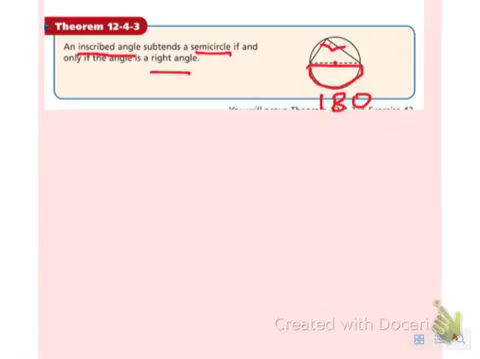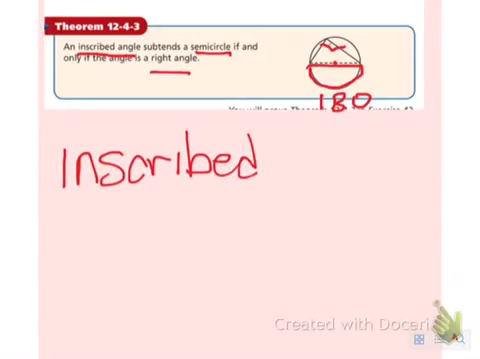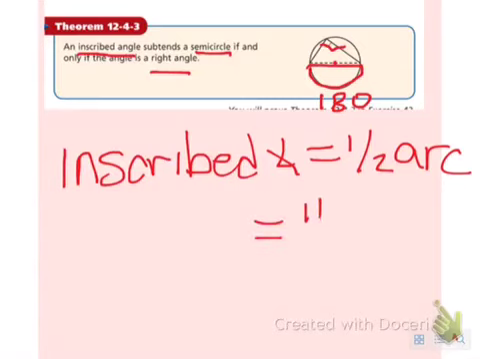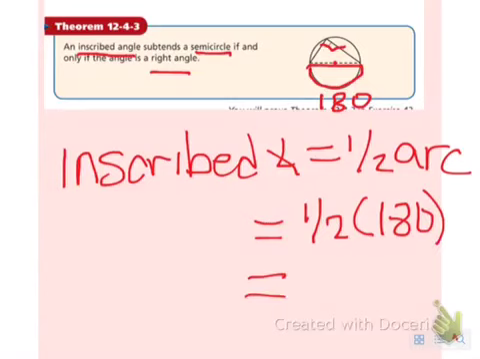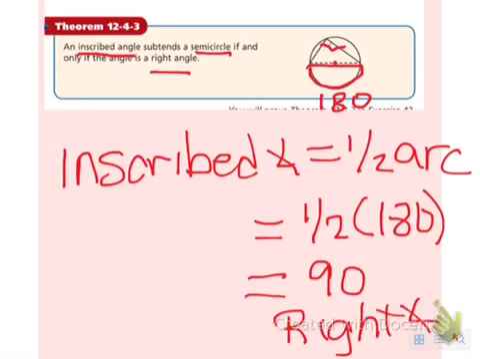And remember, that works because the inscribed angle equals half the arc. So, if we want to find the inscribed angle, that's going to equal half of the arc, which in this case is 180 degrees, because half a circle is 180 degrees. And we know half of 180 is 90, and 90 is a right angle. So anytime you have an inscribed angle on the diameter, you're going to have a right angle or a 90-degree angle.